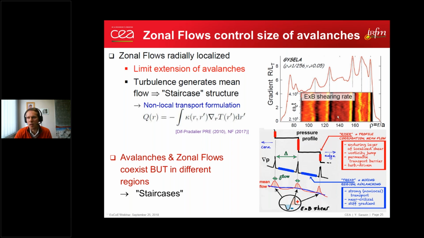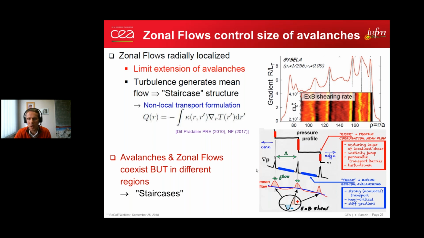The resulting transport is the following. In between the strongly sheared zonal flows, you have avalanches, and then you have strong transport. Since you have strong transport, the pressure gradient or the temperature gradient is fairly small. And this is what you see in the simulation. At the position of the strong shear, you have a kind of micro transport barrier in the sense that you have a steepening of the profile.